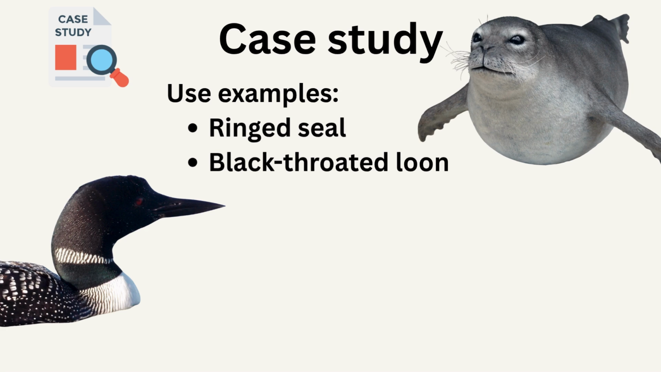The new biology syllabus highlights examples that you need to know. In this topic, you're expected to know how buoyancy, viscosity, thermal conductivity, and specific heat capacity of water all link to how the ringed seal and the black-throated loon are adapted to live on water and on land.